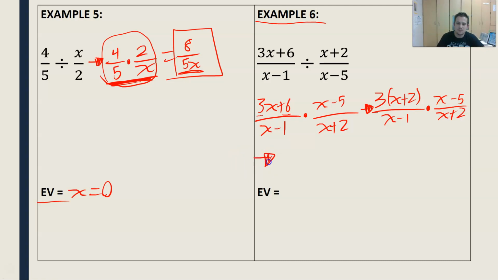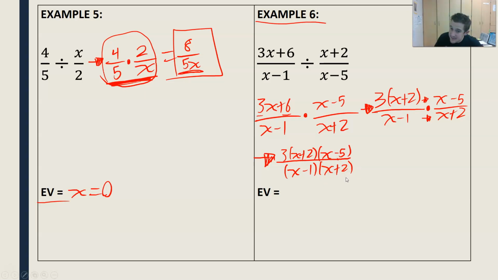Now I'm going to multiply them together. Multiply straight across the top, straight across the bottom, writing all of those factors in parentheses. So on the top, I have 3 times x plus 2 and x minus 5. I wrote that x minus 5 in parentheses. In the bottom, I have x minus 1 times x plus 2, just like so.